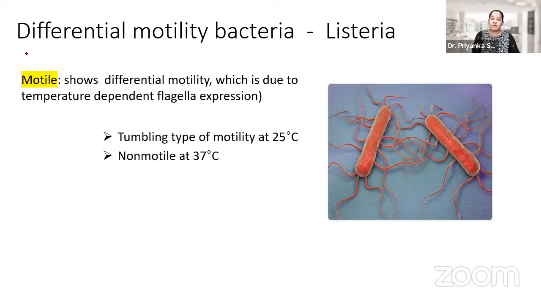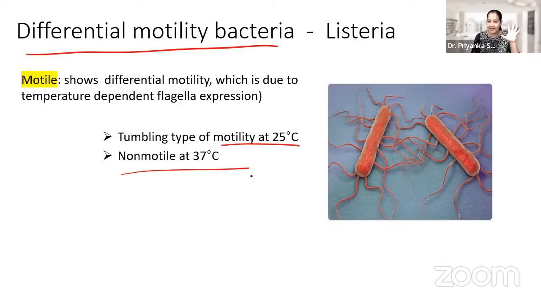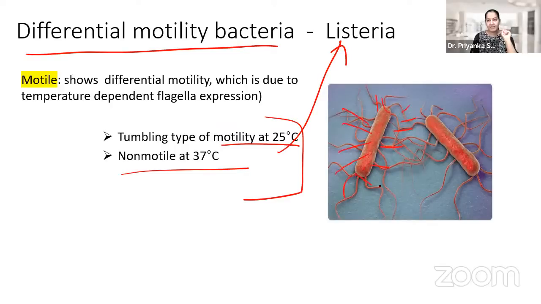The next question was on differential motility of the bacteria. It was mentioned the bacteria was motile at 22 or 25 degrees and non-motile at 37. Only one bacterium does so, and the name is Listeria. Was Listeria there in the options? It is a motile bacterium having peritrichous flagella all around the bacteria. It is motile specifically at 22 to 25 degrees, and non-motile at human body temperature, that is 37. So it is motile outside the human body, not inside. This is known as differential motility.